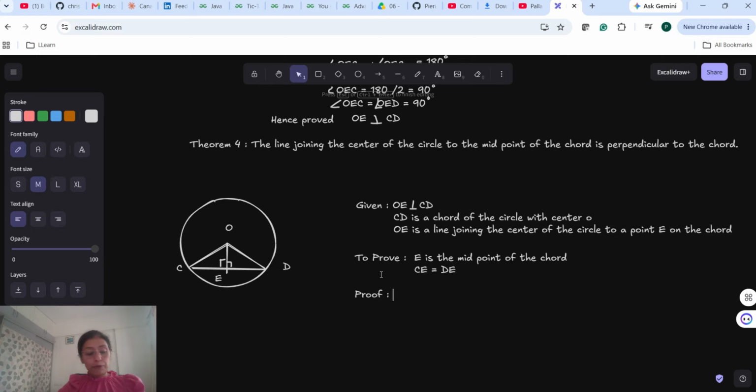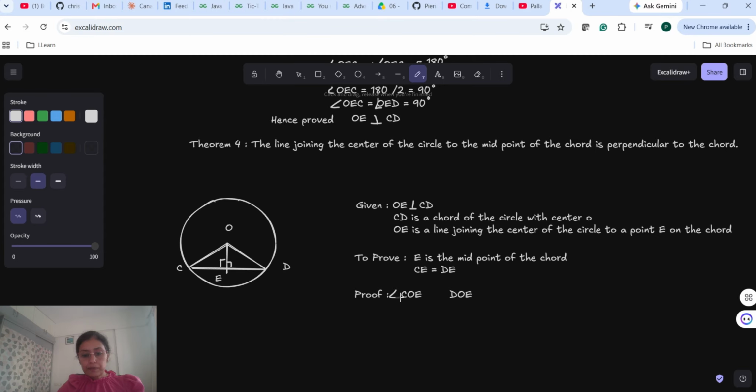So as we have been doing, we have been using the congruency of the triangles so far. Let's try to use that once more. Let's start with whatever we know. What two triangles are we considering? We are saying COE and DOE. We'll consider these two triangles. What do we know about these two triangles?